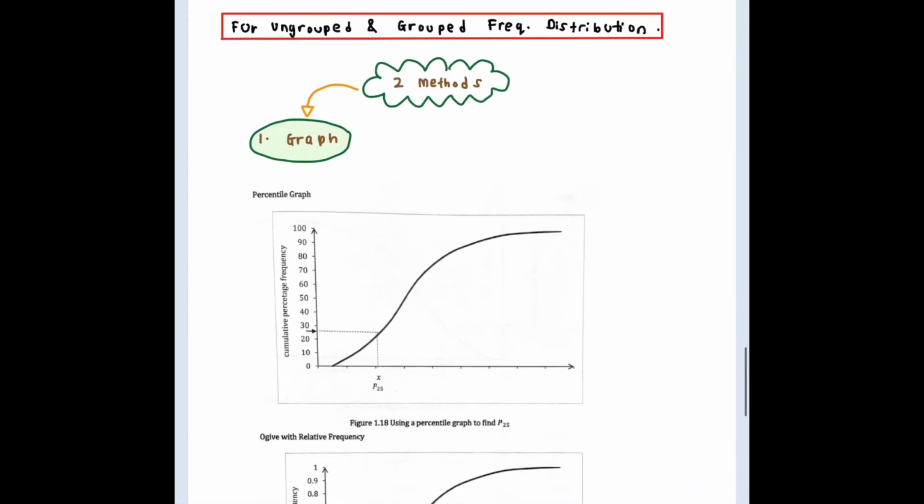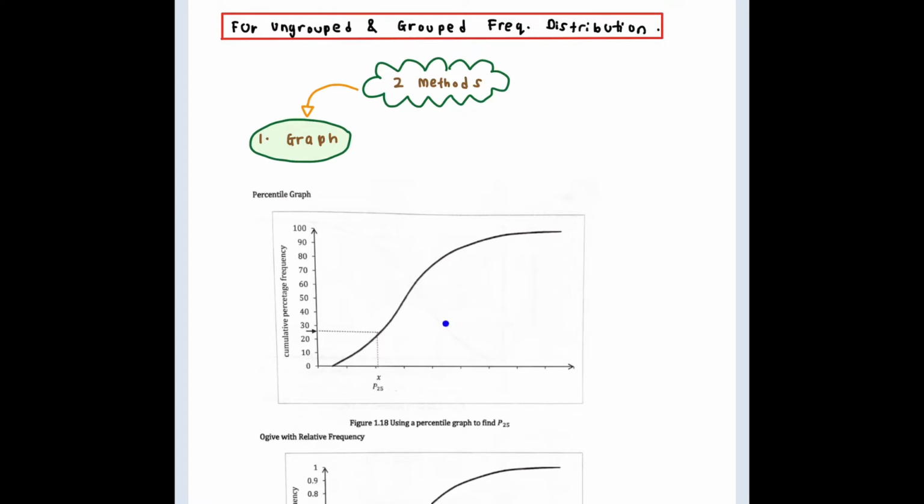Okay, we are going to have the second part, which is for ungrouped and grouped frequency distribution. What is a frequency distribution? You are having the table form. Ungrouped means you are having a small range of data. Grouped means you have the interval form, from the lower limit up until the upper limit. We are having two methods actually for finding the percentile rank. The first one is by using the graph. Let's say you are given the graph in the question. So you can find the percentile rank from the given graph.